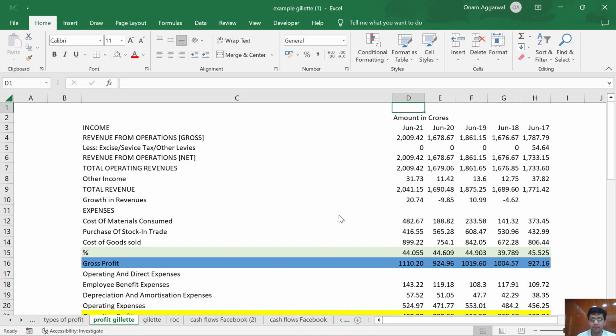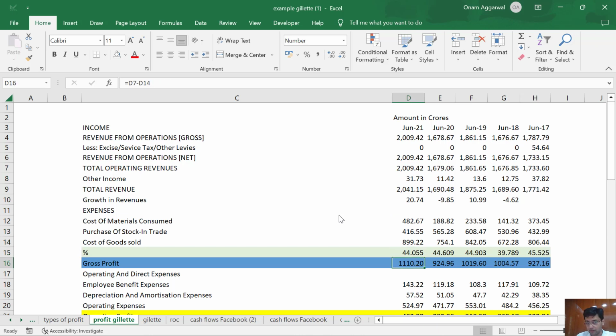Let's take a real life example. Let's look at the income statement of Gillette India Limited. Now Gillette India Limited has revenue from operations of 2009 crores in the period ending June 21. It has other income of 31 crores. Remember, this is not your operating income. This is the income which is earned on other things, maybe like investments, etc. And this year total revenue is 2041 crores. The cost of goods sold for generating this 2009 revenue is the cost of material consumed and purchases, and we get cost of goods sold at 899 crores.